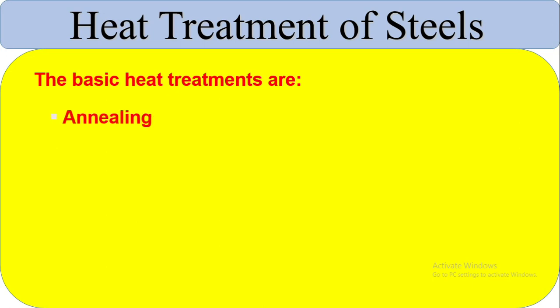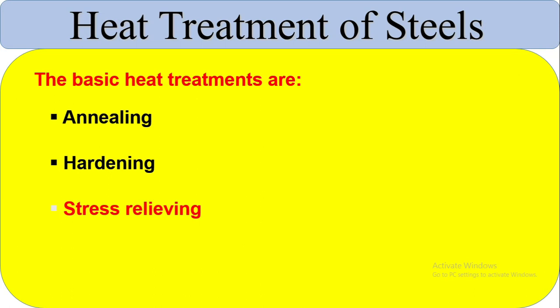Now the basic heat treatments will be explained one by one. First one is annealing. Another is hardening. Another is stress relieving. We'll go one by one with explanation.